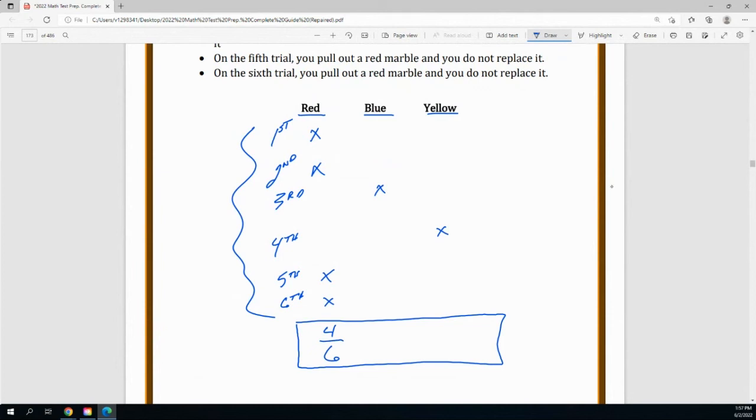Yeah, that's right. How many blues? 1 out of 6. How many yellows? 1 out of 6. So in order to get any probability or any chance or any percentage, remember, build these ratios first. Now, 4/6 can simplify down to 2/3. 2/3 is 0.6 repeating. And 0.6 repeating is 66.6% repeating. So if I asked you what the experimental probability of getting red is, you would say 66.6%.